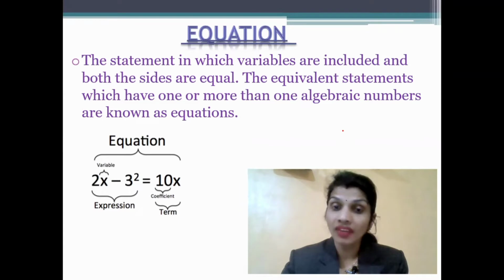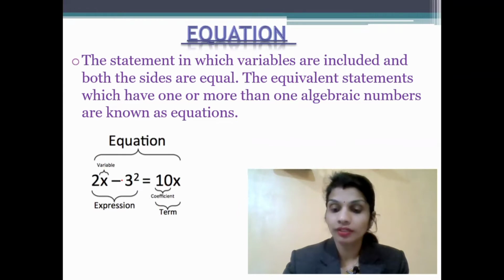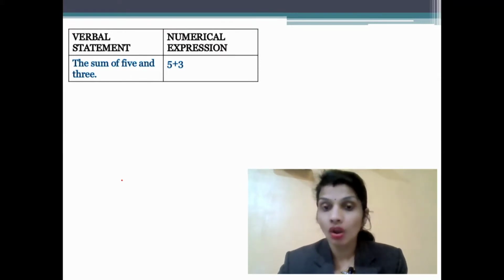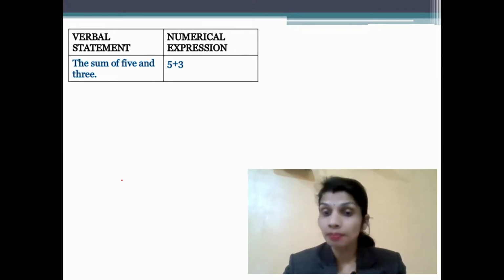Now you can see here, I've explained what is constant and variable in my previous class. Now here you can see it is in your algebraic equation. Now, let us see how to convert our verbal statement into a numerical expression, or a numerical expression into our verbal statement. Suppose it is given the sum of 5 and 3. So how can we write? We can write sum means plus. So we can write 5 plus 3.